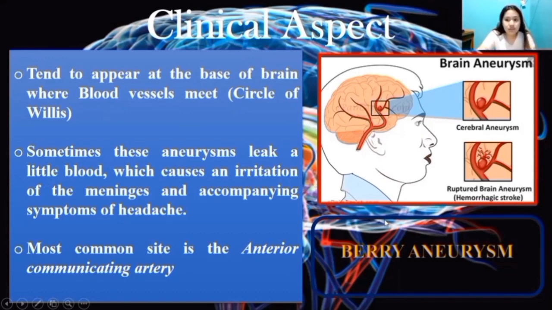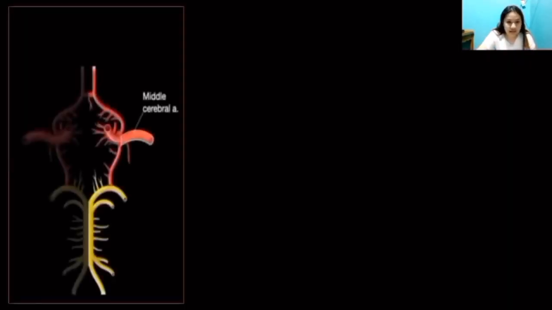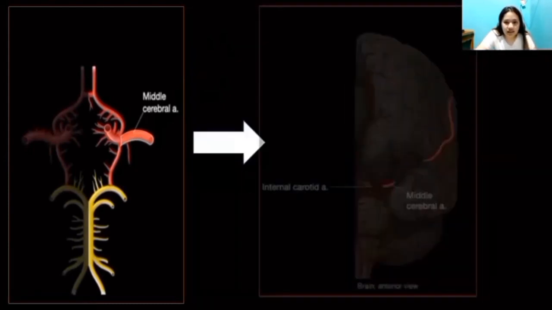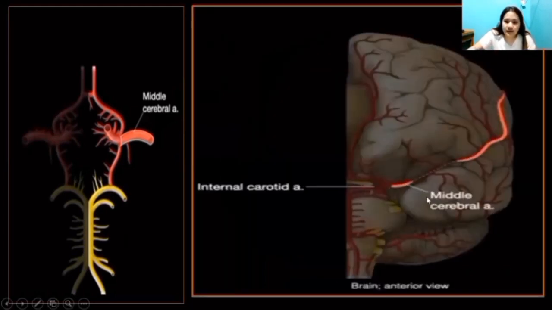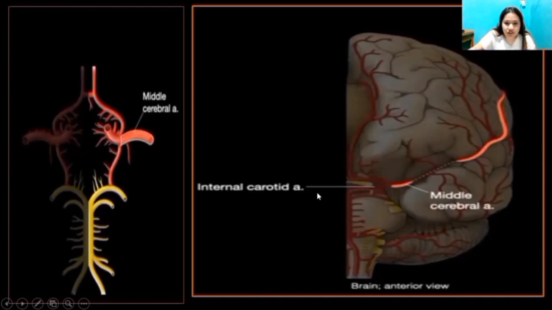So next, this one po is the middle cerebral artery. This one. To further visualize it, here we can see the internal carotid artery, and this is the middle cerebral artery. It supplies the lateral convexity of the hemisphere and underlying insula. So it supplies the trunk, the arm, and the face areas of the motor and sensory cortices.